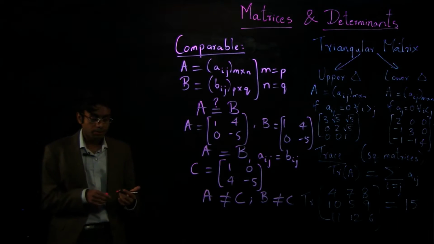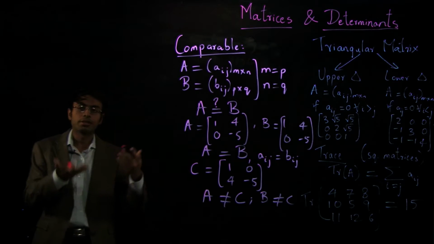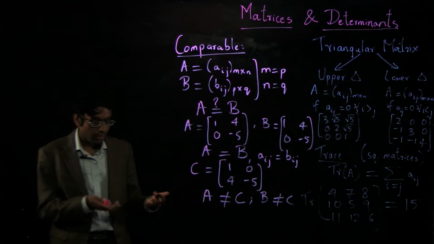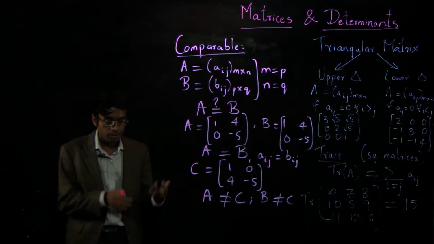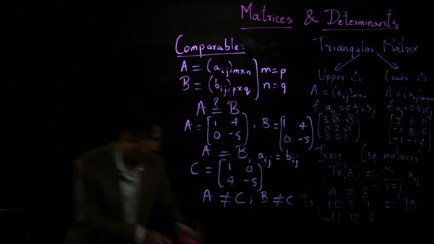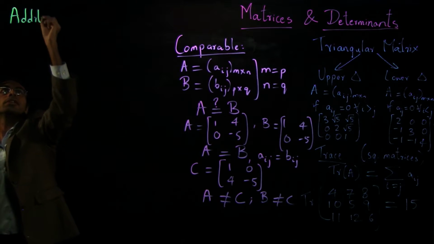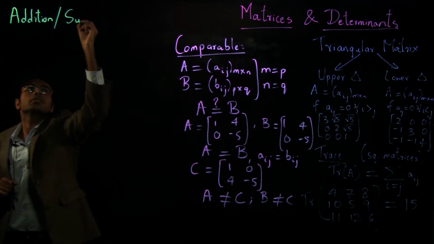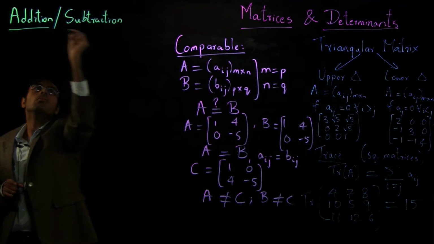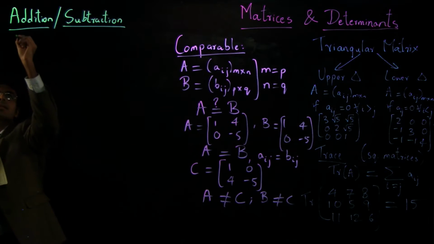Then the next kind of operation that you want to do is, can you add or subtract matrices, just like you add or subtract numbers. So you can do 2 plus 3 equals 5. Can you do that same kind of operation on a matrix? Well, yes, you can, again, if the matrices are comparable. So we're trying to see when we can do addition and subtraction on matrices. These operations are valid only if A and B are comparable.